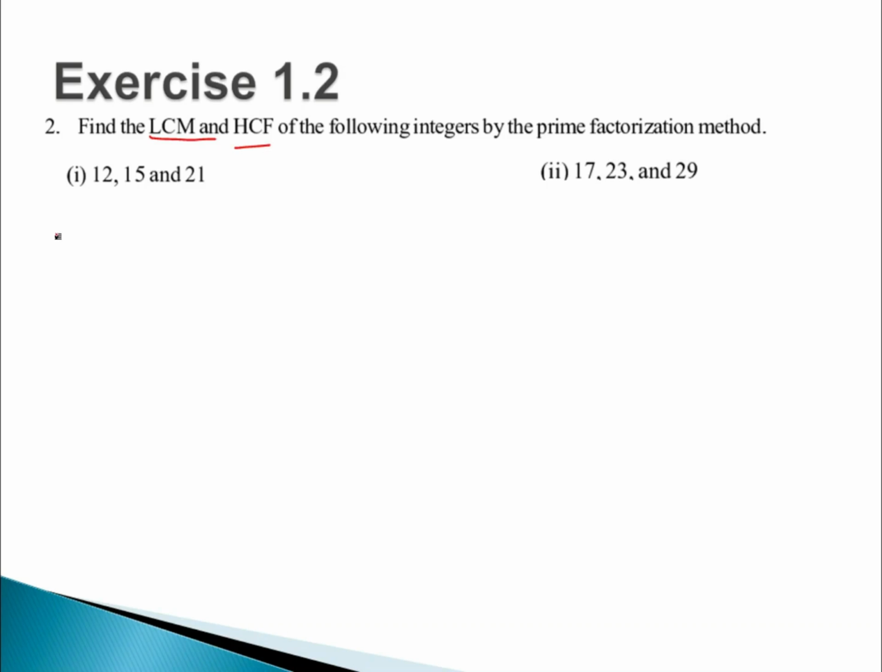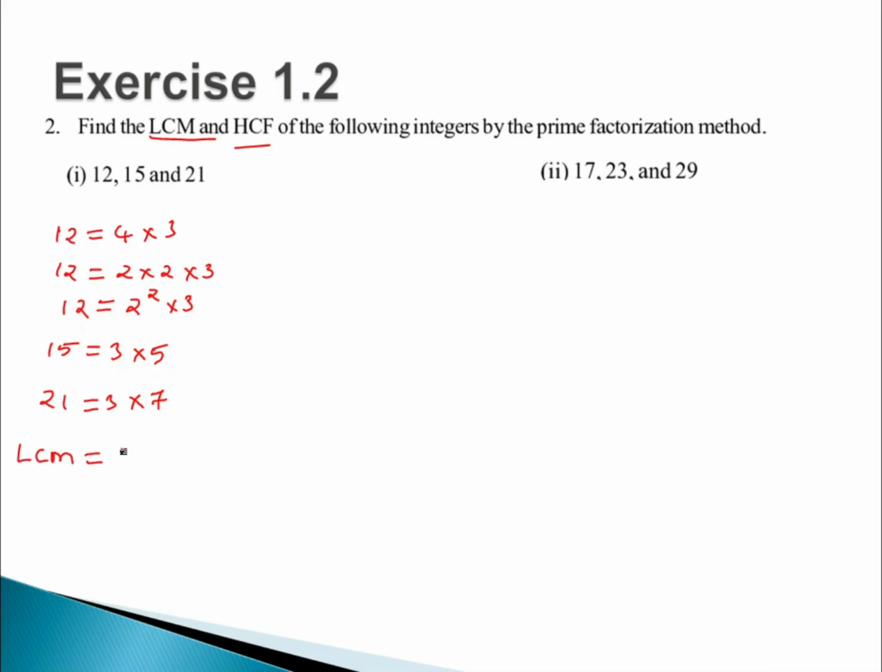Here, so how to find the LCM? So 12 is written as 4 into 3. This can also further be written as 2 into 2 into 3, so this also can be written as 2 square into 3. So this is for 12. Similarly, for 15, I can write directly 3 into 5. And for 21, I can write 3 into 7, right? So the LCM is quite simple. You need to write all the smaller digits. I can write here 2 square, I can write 3, I need to write 5 and I need to write 7 also.